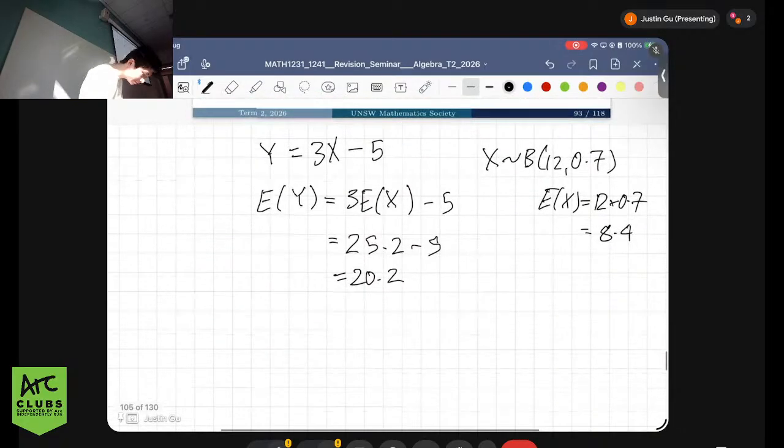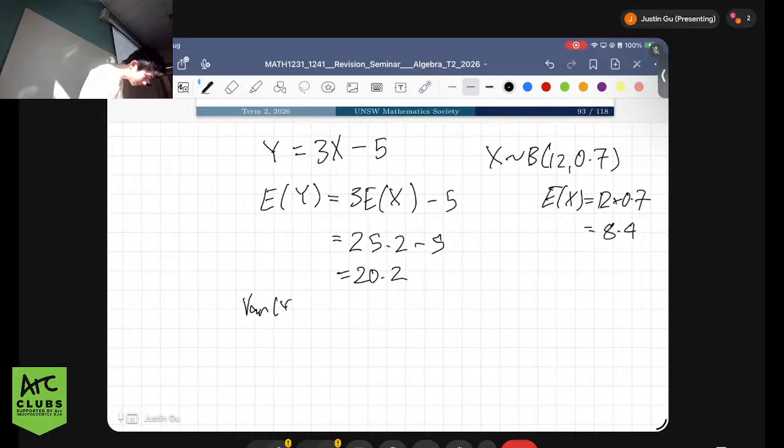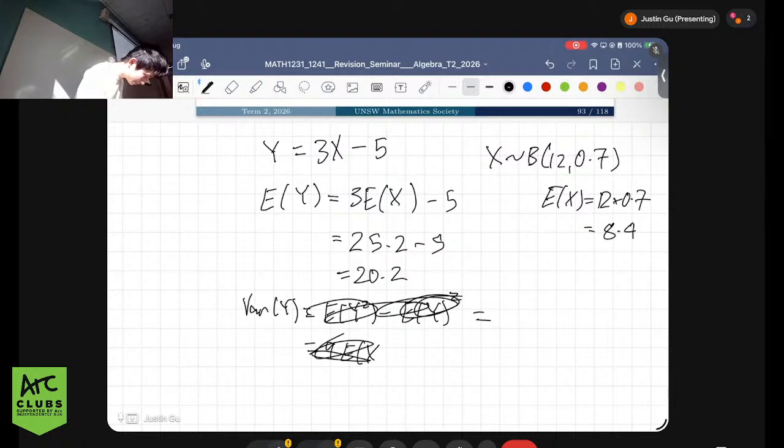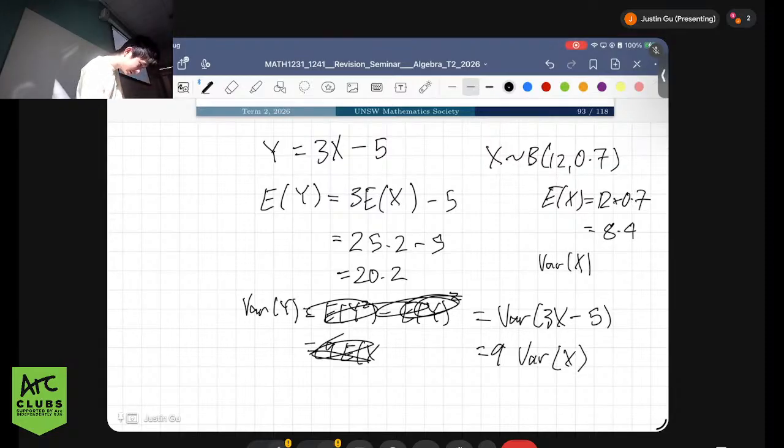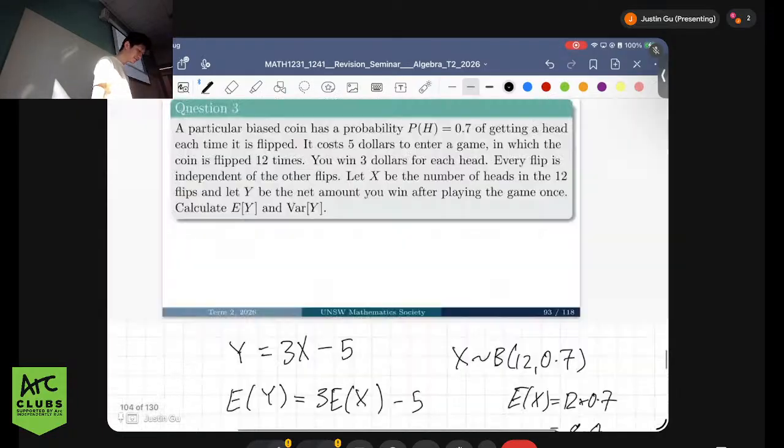The variance of y, using the formula, should be the expected value of y squared minus the expected value of y all squared. Oh wait, sorry. The variance of y is going to be the variance of 3x minus 5, which is going to be 9 times the variance of x. And the variance of x is just 12 times 0.7 times 0.3, which you can just calculate on your calculator.